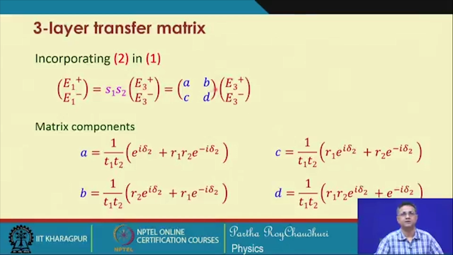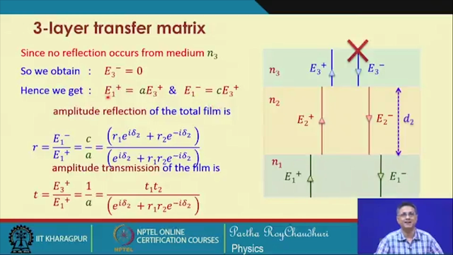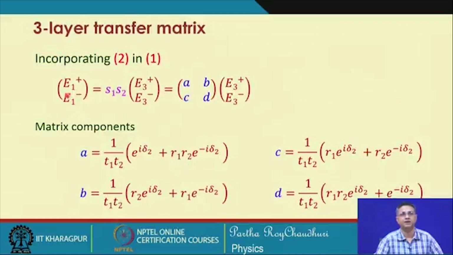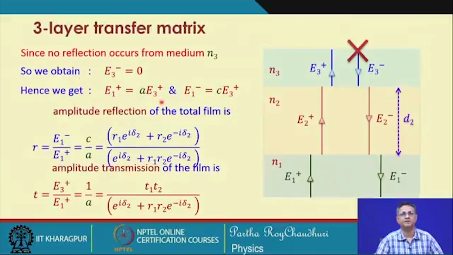then this part will become 0, and we readily get that E1 plus is equal to A into E3 plus. Look at this, E1 plus will be equal to A into E3 plus, and E1 minus will be equal to C into E3 plus.